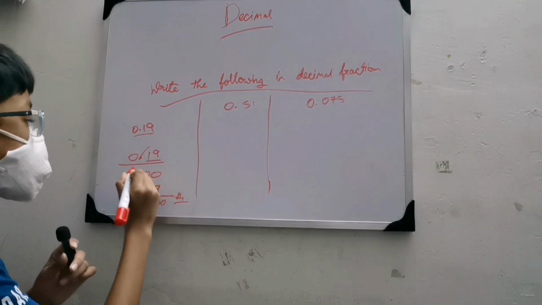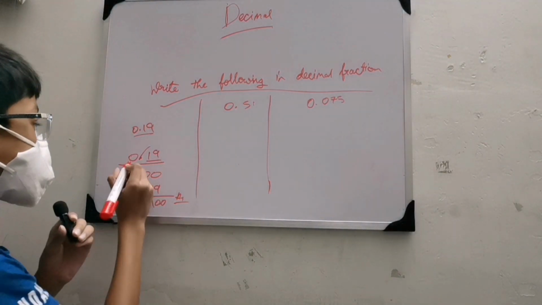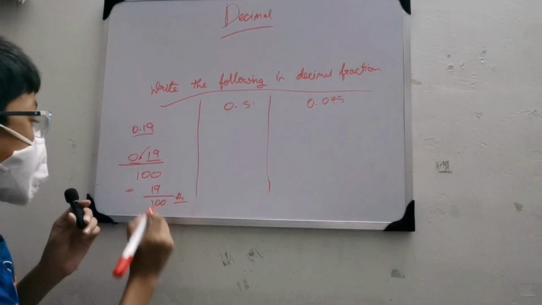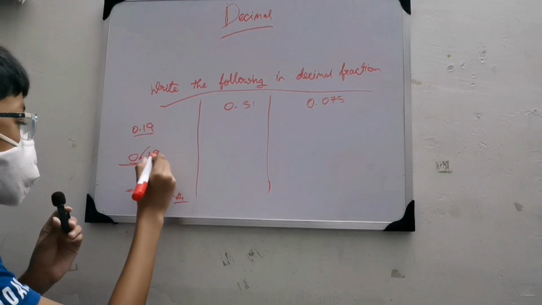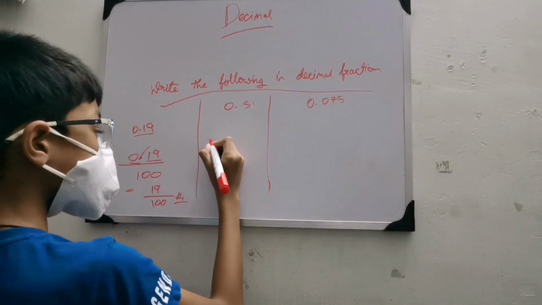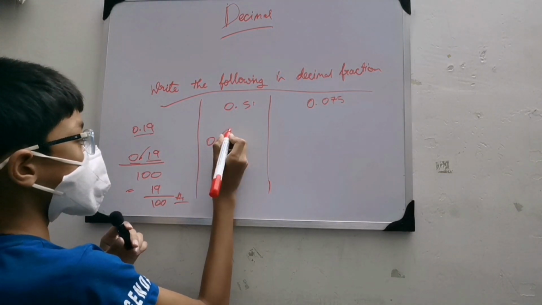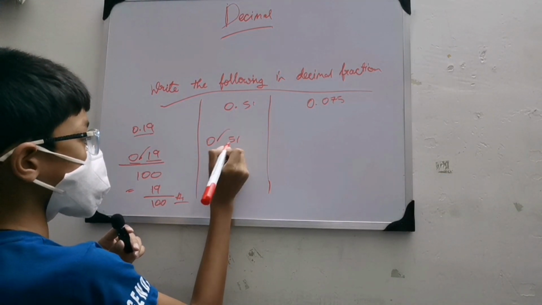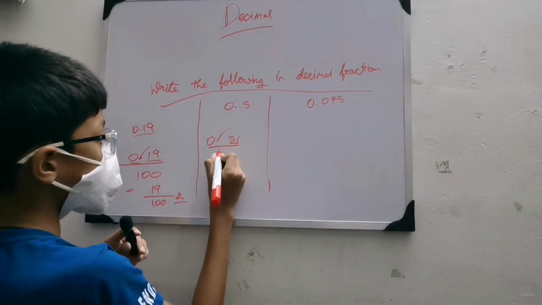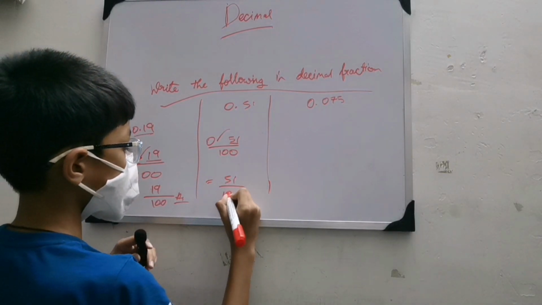If the decimal is removed, the number is coming 0.019. There is no value of 0. And after the decimal, there are 2 digits. So it will be 19 by 100. Now say 0.51. The same thing, 0, cut the decimal, 51. How many digits? 2. 1, 2. So our answer will be 51 by 100.